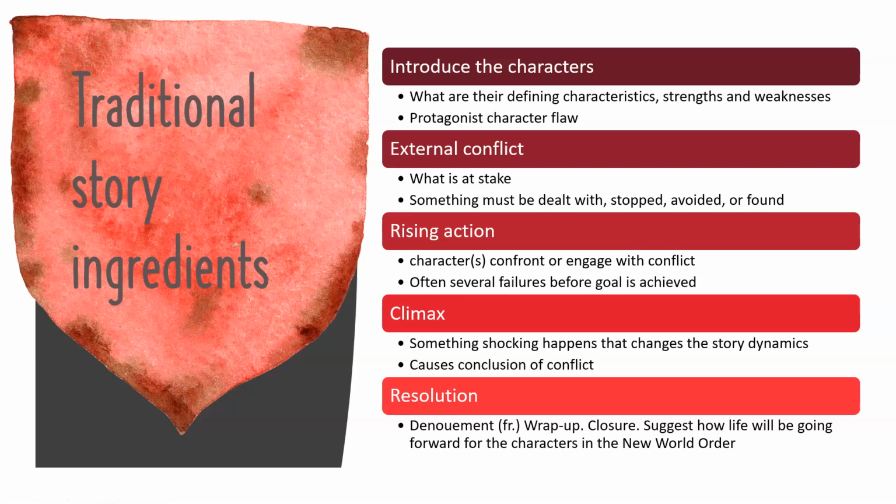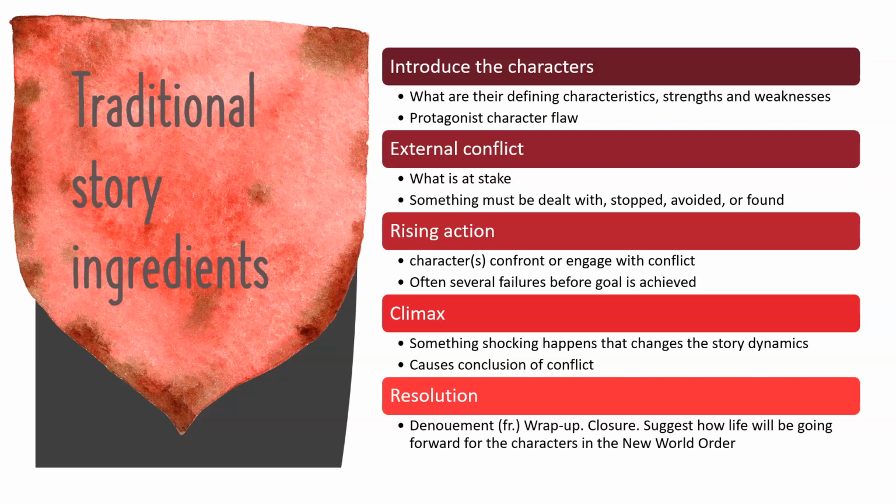So let's look at traditional story ingredients. Characters, number one. I always start with characters. What are the defining characteristics, strengths, and weaknesses? What is the character flaw of your protagonist? External conflict. What is at stake? There's something that must be dealt with, stopped, avoided, or found.